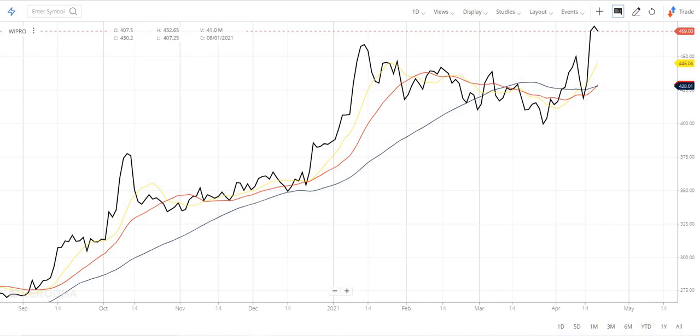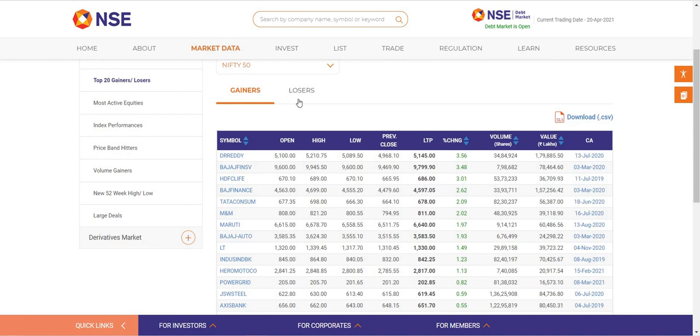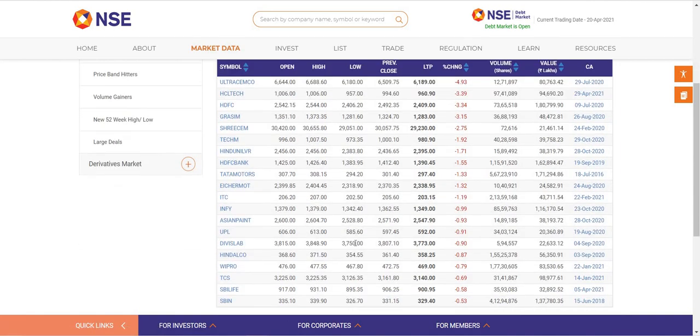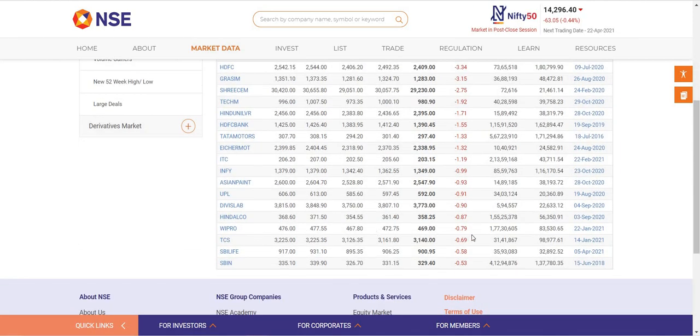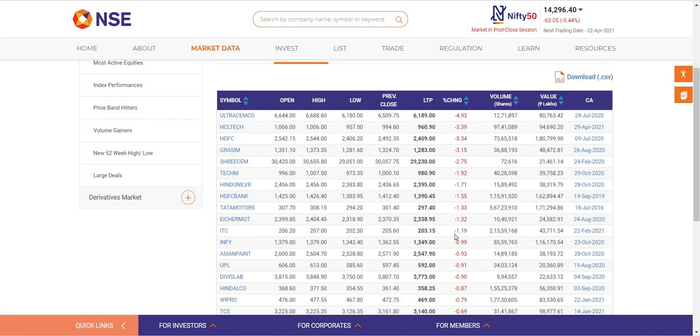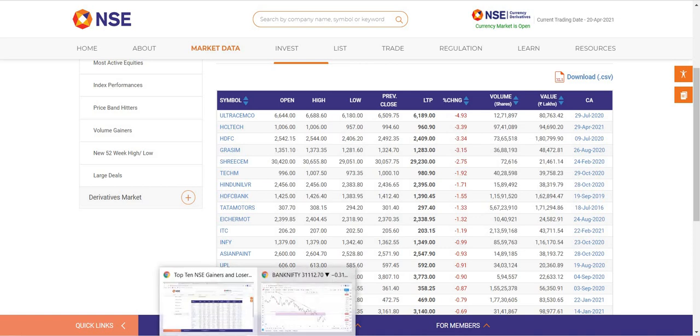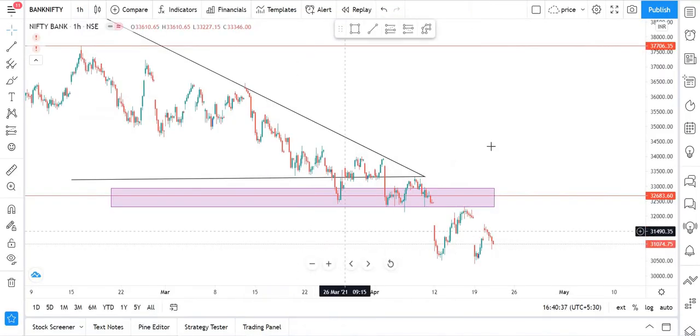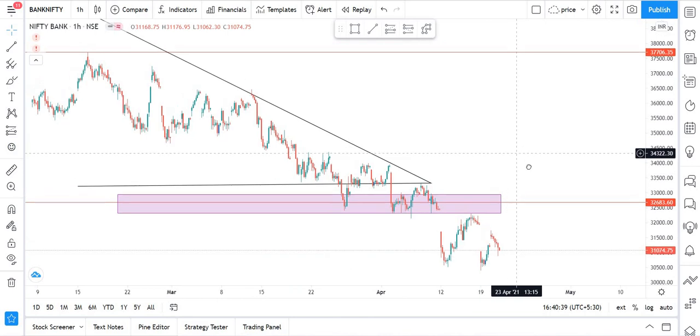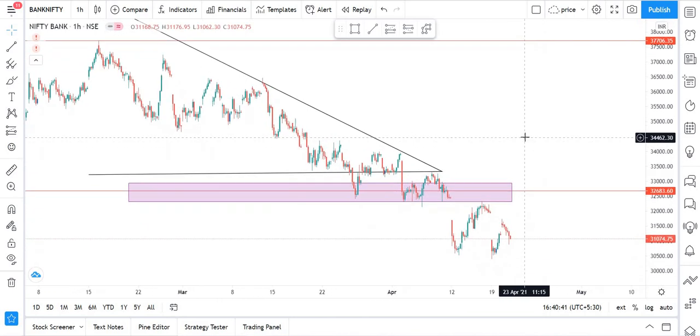I'm long on Wipro. Today we have seen it was on the side of the losers, because it was rising by a good amount from the previous 2 days. So yeah, a little bit of correction is expected in Wipro, and that has happened today in the market. We have seen a little bit of downside movement in Wipro. But looking at Bank Nifty and Nifty, the markets are looking very bearish.